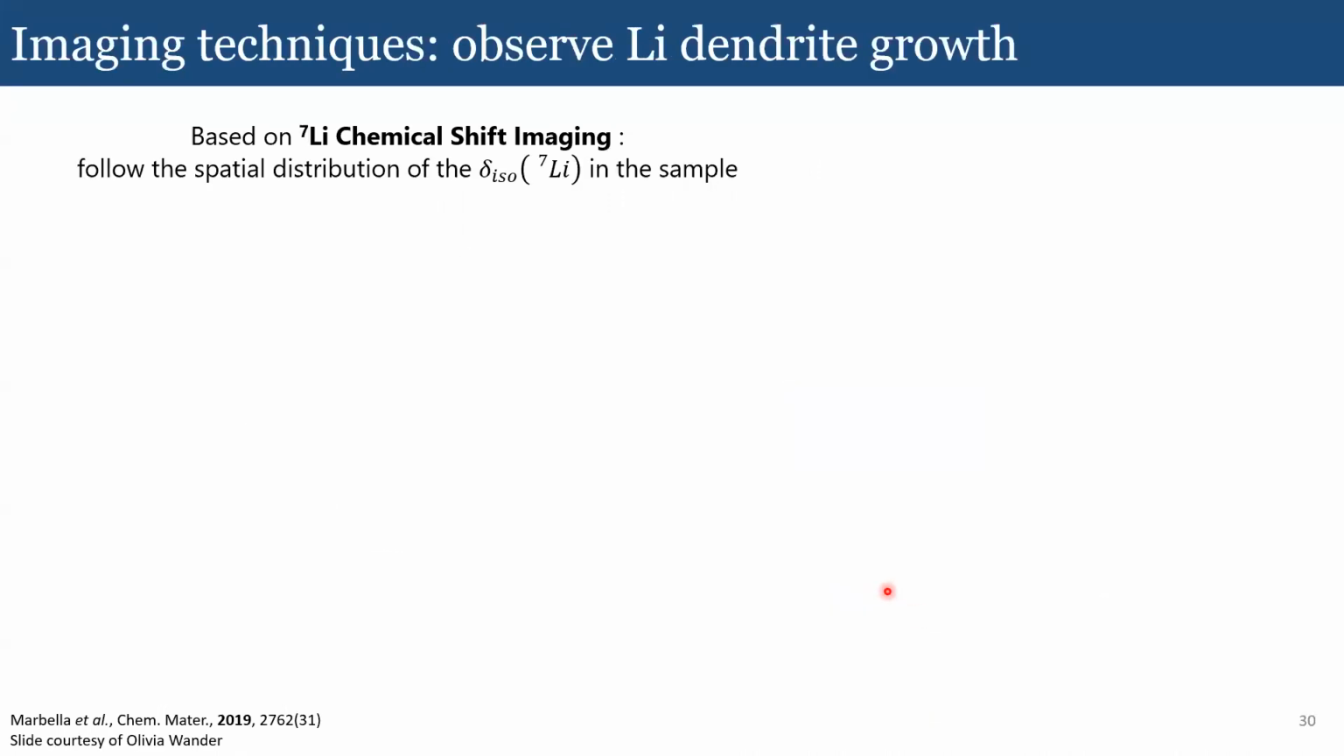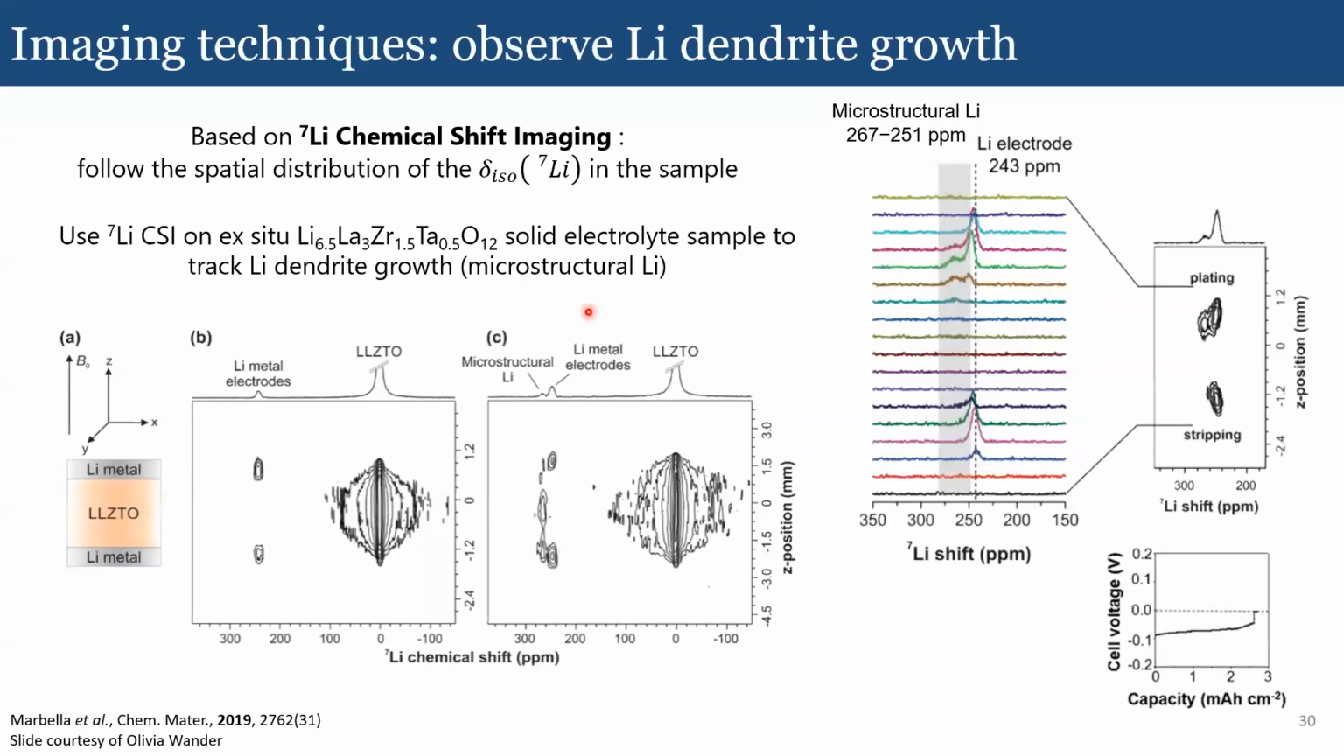So now I'm moving on to a different topic. Imaging: like I told you in the introduction, you can also do imaging with nuclei other than proton. This is 7Li chemical shift imaging, and that slide is coming from Olivia Wonder in my group, who is working with this type of system. What you have to remember is that it's a different approach from MRI, but it's still the same principle where you are creating an image. In that study, they were following lithium dendrite growth in a cell made of LLZTO solid electrolyte.